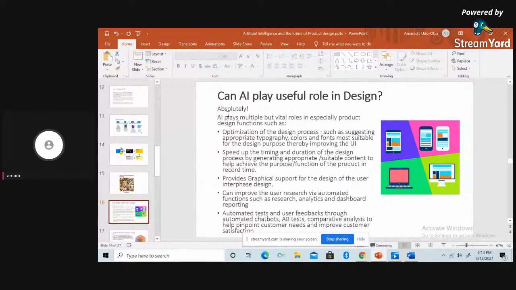Another way AI plays a useful role in design is it helps you improve the user research via automated functions such as analytics and dashboard reports. There are certain things people observed, and they observed this because there is an app that takes care of that. It's very simple. You find out that especially e-commerce apps, if you click on their logo, it takes you to the home page. Most people do that.